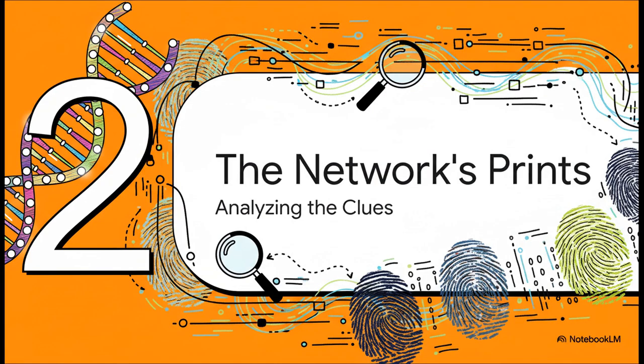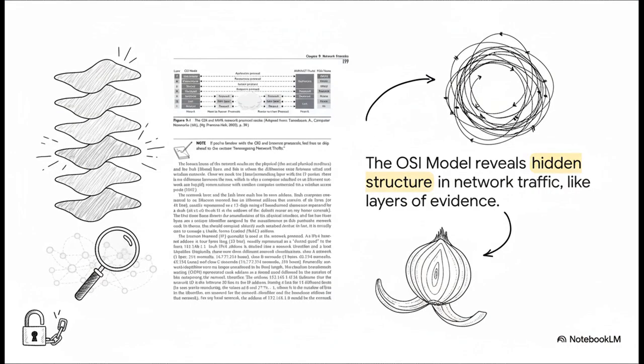So, where do our digital detectives even start looking for their first clues? Well, they start with the absolute fundamentals, the building blocks of all network communication. Just think of these as the digital version of DNA and fingerprints. And this is where it gets really cool. This model right here, the OSI model, it shows us the hidden order in all that chaos. See, network traffic isn't just one giant messy jumble. It's actually organized into these distinct layers, kind of like an onion.